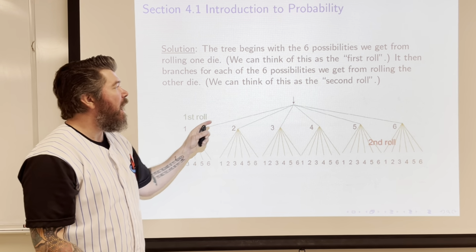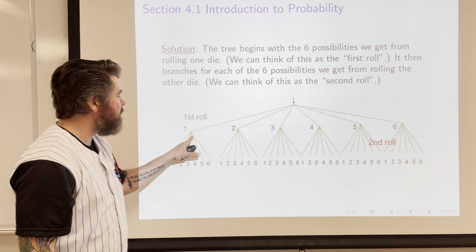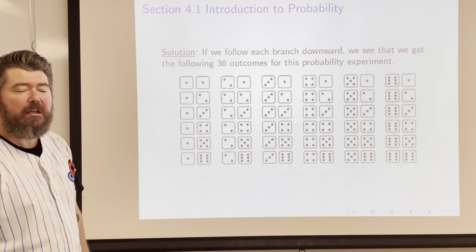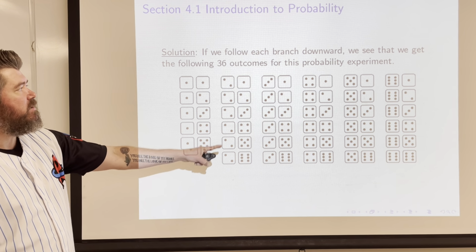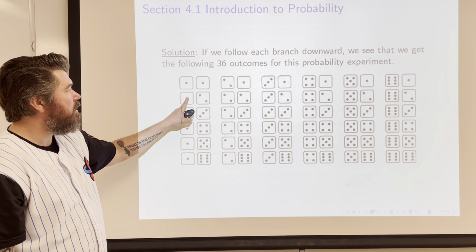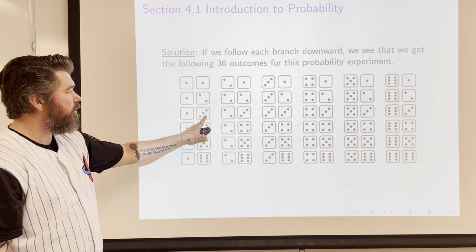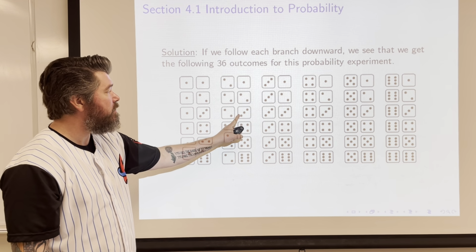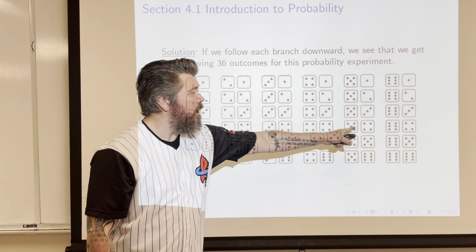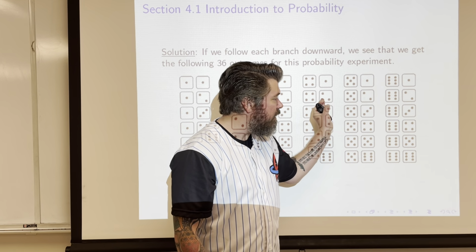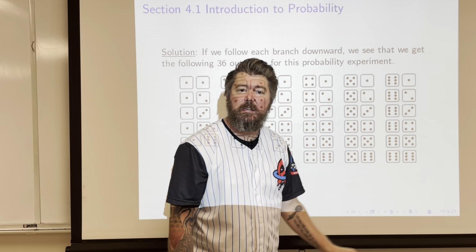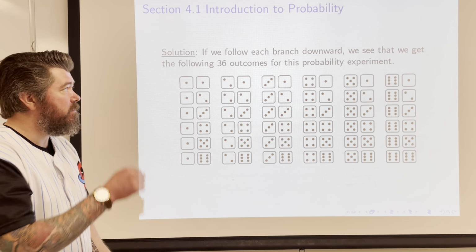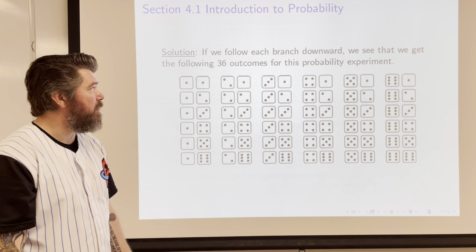So to find the sample space, we travel down each path, and we get the following result. We can roll a 1 and a 1, a 1 and a 2, a 1 and a 3, and so forth. We can roll a 2 and a 1, a 2 and a 2, a 2 and a 3, and so forth, and all the way until we end our tree and roll a 6 and a 6. So we have 36 possible outcomes for this probability experiment.